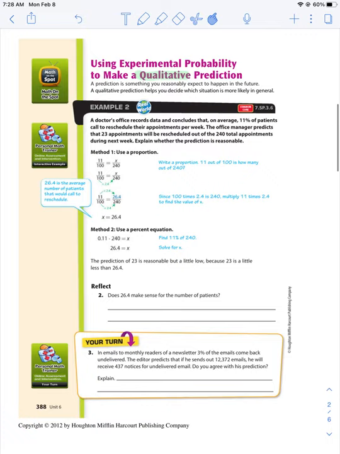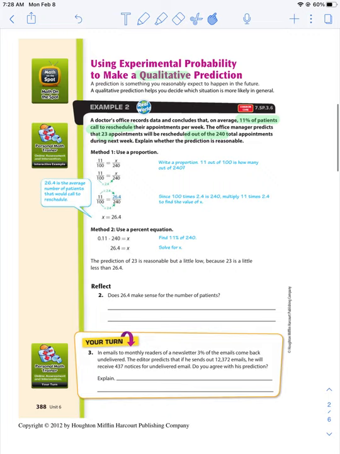A doctor's office records data and concludes that, on average, 11% of patients call to reschedule their appointments per week. I'm going to highlight that. That seems like some pretty important information. The office manager predicts that 23 appointments will be rescheduled, so 23, out of 240 total appointments during next week. Explain whether the prediction is reasonable. So to explain whether it's reasonable, we can actually find the probability and compare. So let's find the probability.